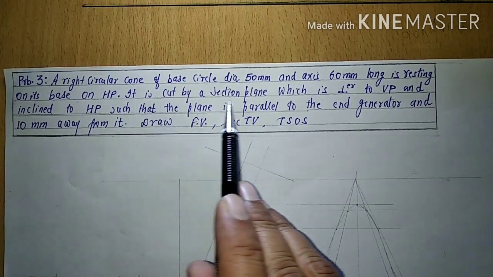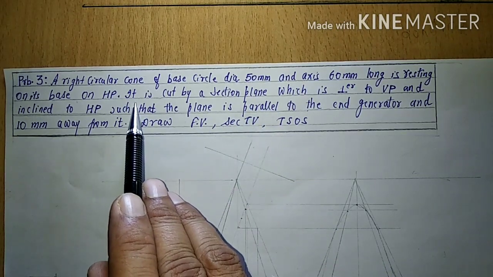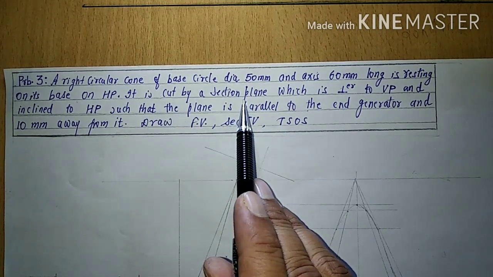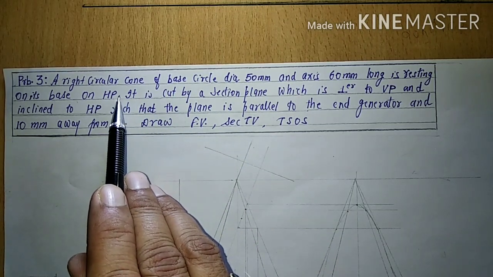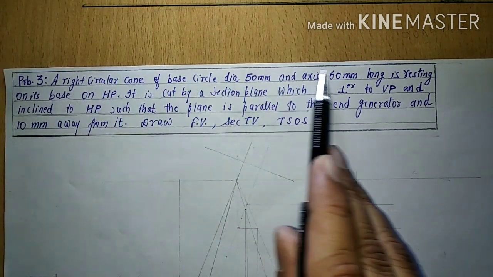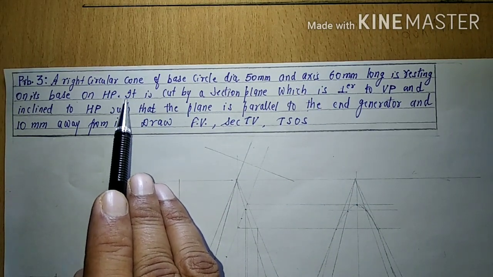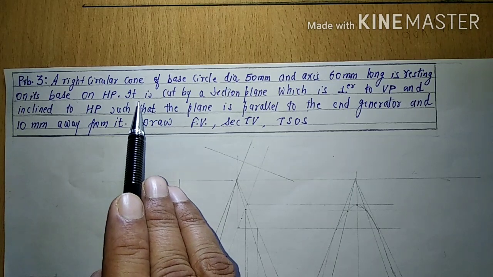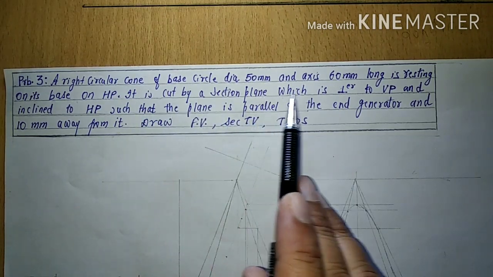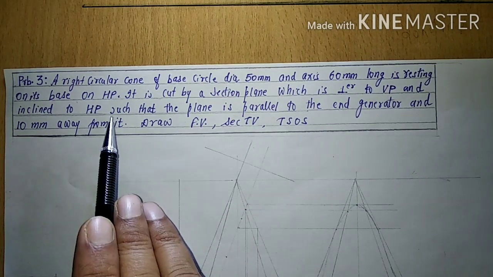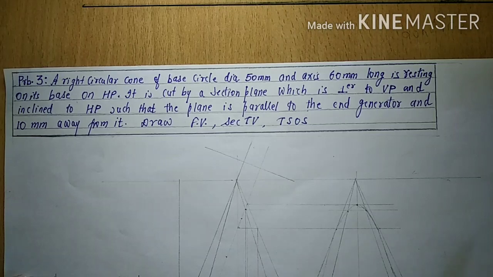Then it is cut by a section plane. As I said earlier also, the moment the introduction of cutting plane comes into the statement, that means before this statement, whatever the position of the solid has been defined, it is the final position. Now no further change in position will take place. In most of the cases it happens. So it is cut by a section plane which is perpendicular to VP and inclined to HP. This we'll see later on. First we'll start with the basic first stage.